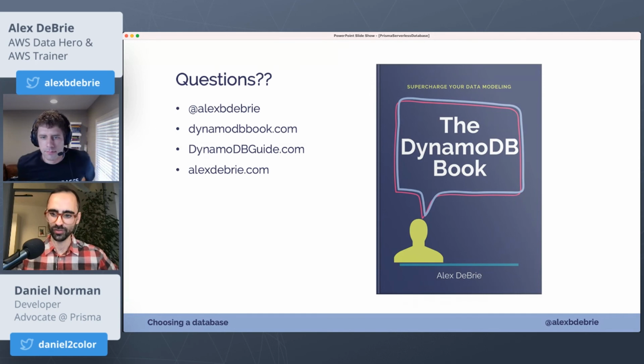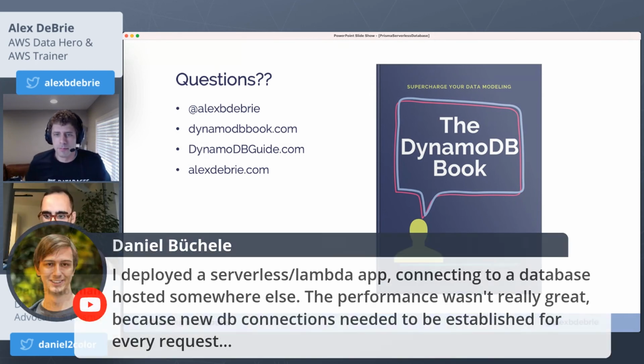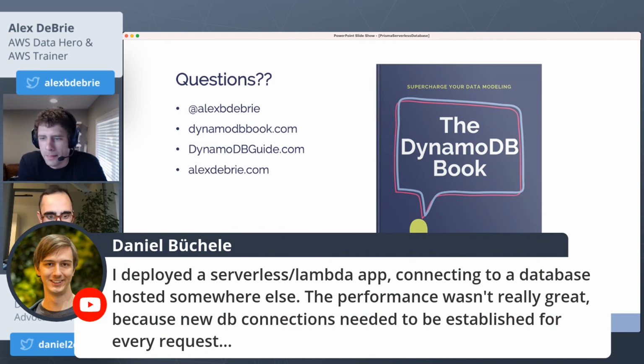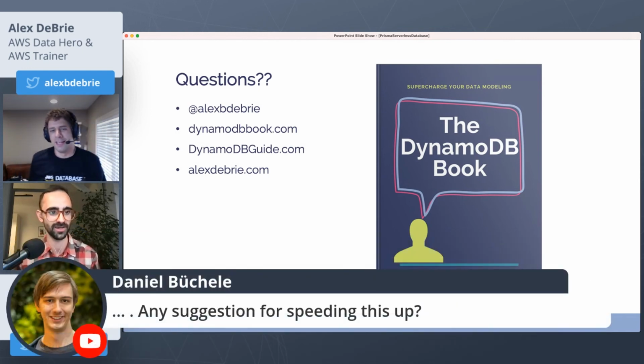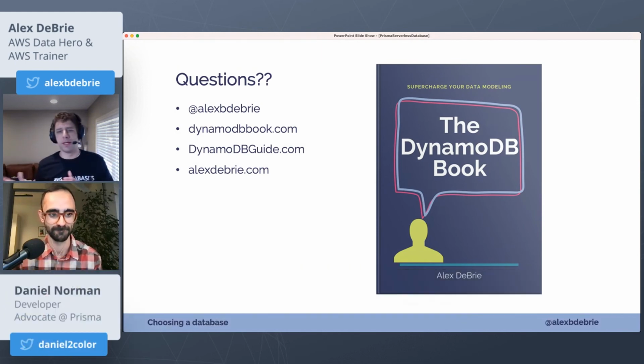Now, we had another question, which I think is going to be a bit difficult to answer. Daniel asked, I deployed a serverless Lambda app connecting to a database hosted somewhere else. The performance wasn't really great because new DB connections needed to be established for every request. So this is one of the more common problems that come up in serverless. Yep, sure thing. So again, it's going to depend a lot on what that database configuration was.